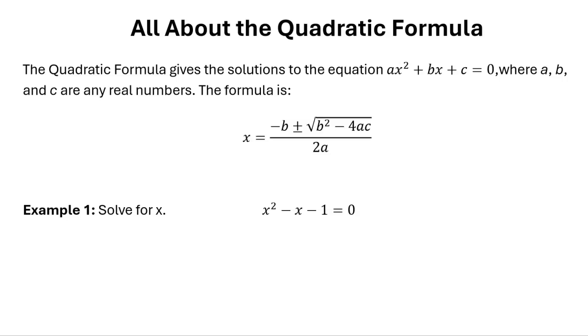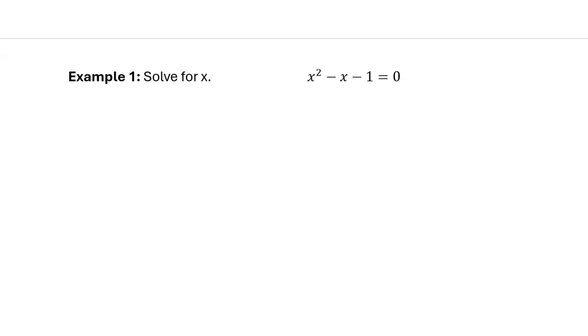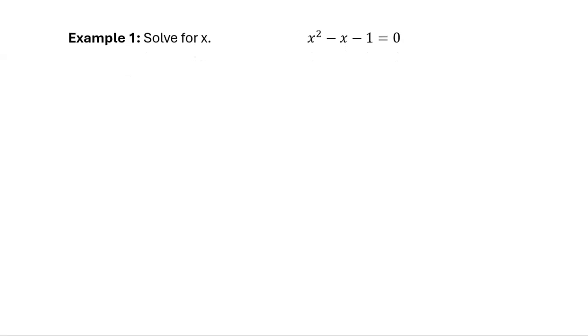Let's look at the first example and use the quadratic formula now to solve this. Example 1 says this: solve x squared minus x minus 1 equals 0. Now the first thing to recognize is that you have to have it equal to 0 to use the quadratic formula. But the other thing to recognize is that if you can factor something, we're going to try to factor it because factoring is generally easier.